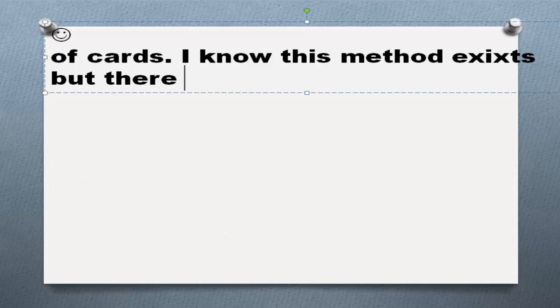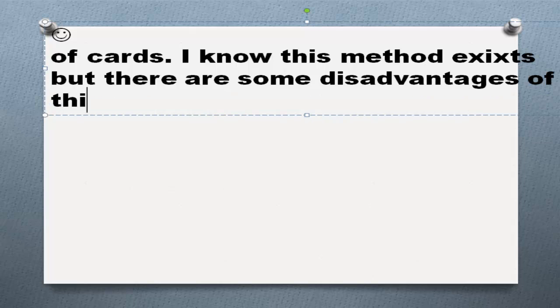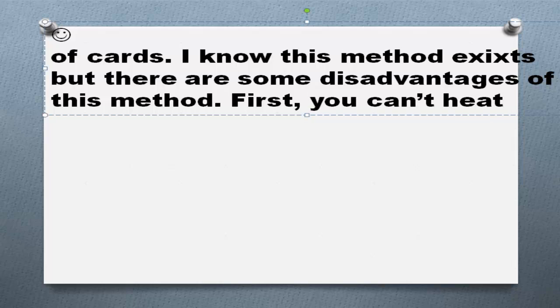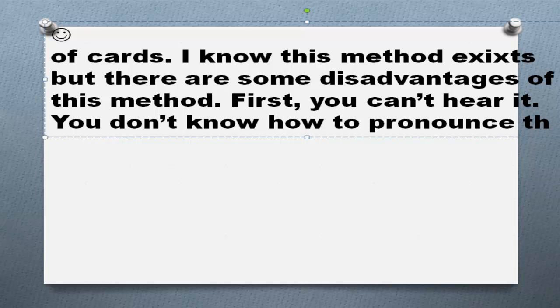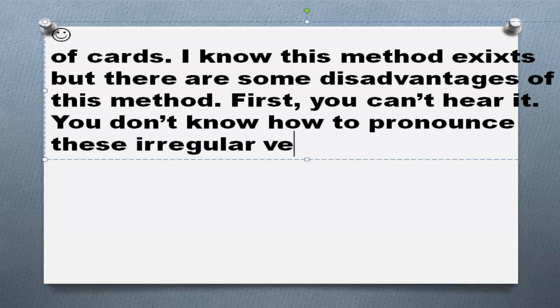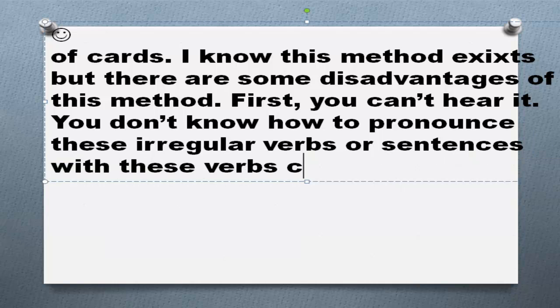But there are, есть некоторые недостатки данного метода. But there are some disadvantages of this method. First, во-первых, you can't hear it. Вы не можете это слышать. You don't know how to pronounce these irregular verbs. Эти неправильные глаголы. You don't know how to pronounce these irregular verbs or sentences with these verbs correctly. Вы не знаете, как это произносить правильно.